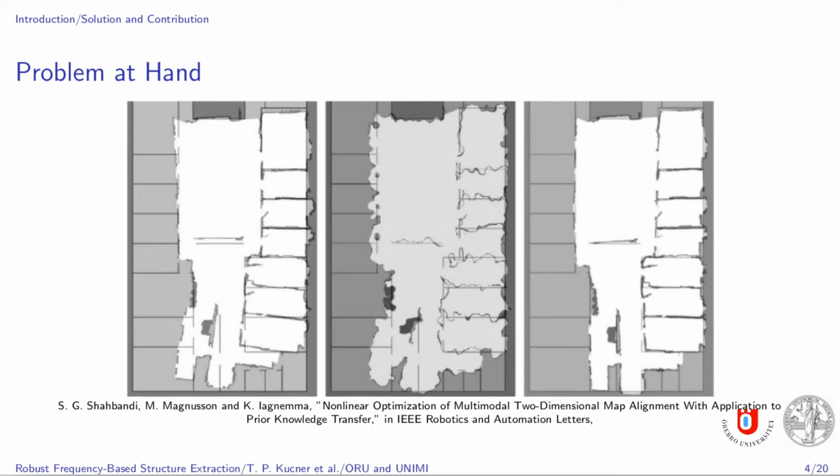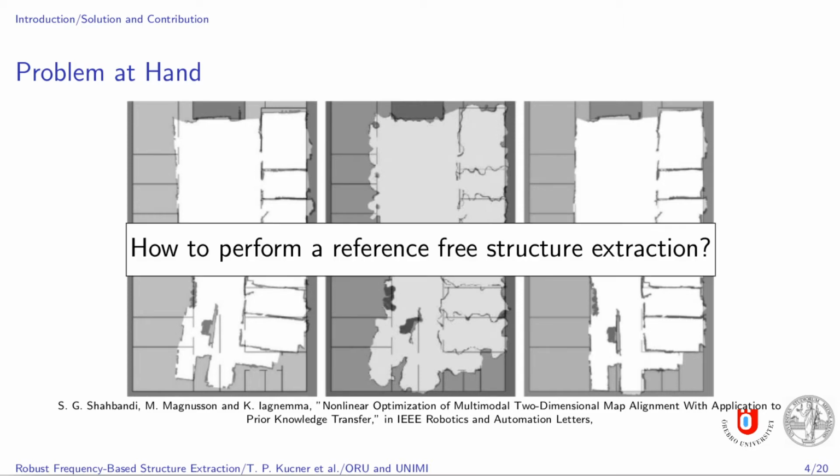One of the ways to tackle the problem of structure extraction from a robotic map is to gain access to a ground truth representation of the environment and align it with the robotic map, thus gaining a reference which can be used for map refinement and decluttering. Although such approaches yield positive results, they assume access to the ground truth map. Such a requirement cannot always be fulfilled. Thus, in our work, we attempt to answer the question of how to perform reference-free structure extraction.